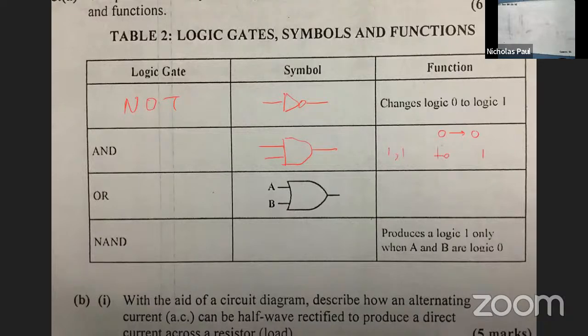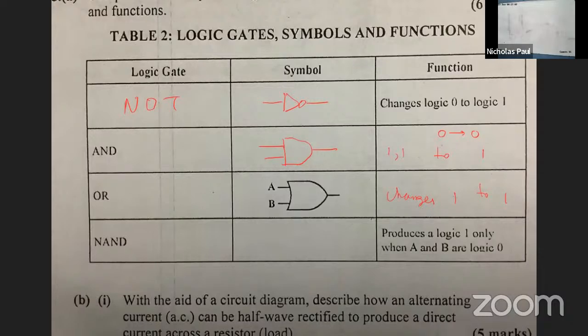OR gate. What will you say about the OR gate? Changes 1 to 0. Nice. You like this topic, boy. It changes a 1 to a 0. You set him up, boy. A 1 to a 1. A 1 will always give you a 1.